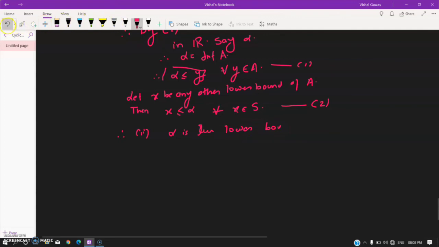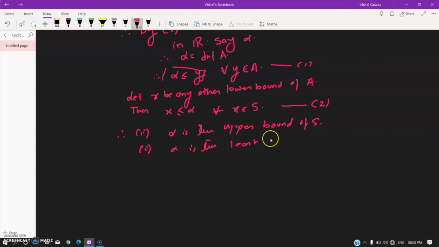Oh, I make some blunders today. Okay. First of all, this tells me that alpha is the upper bound. 2 tells me that alpha is an upper bound of S. And 1 tells me that alpha is the least of all the upper bounds, and 2 tells me that it's first of all a bound.